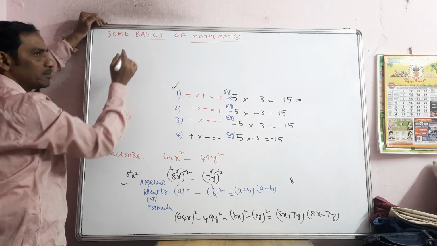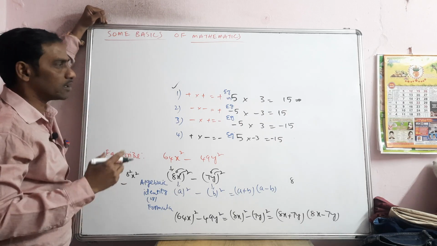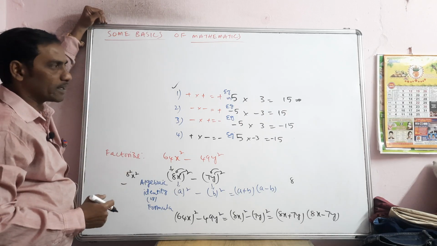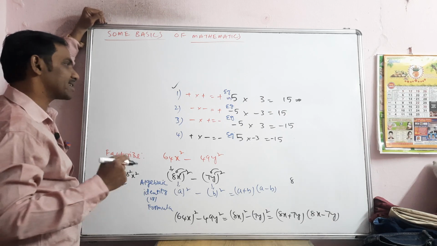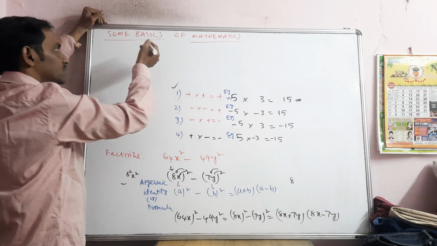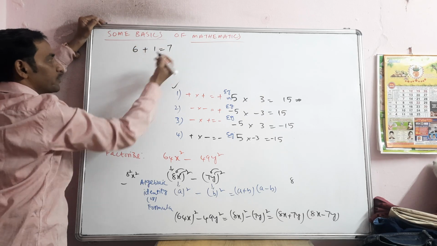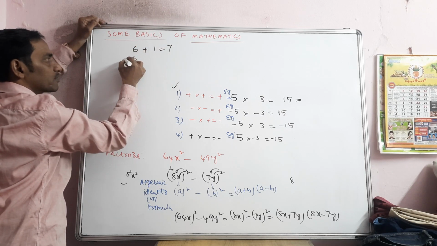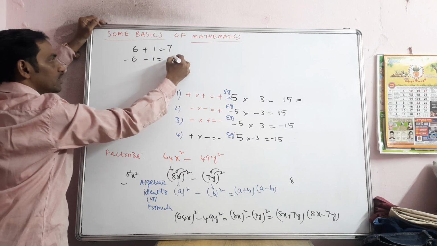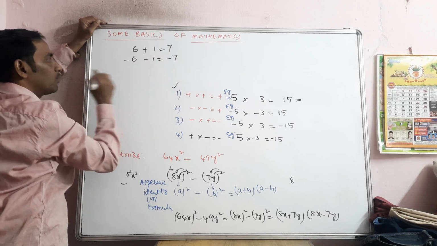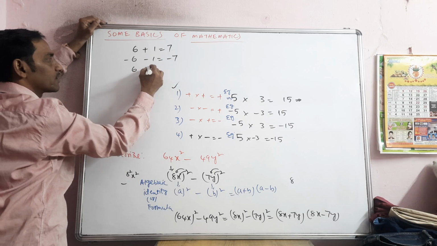For example, take some numbers randomly. You can take one even number, one odd number, like that. For example, say 6 and 1 you take. Plus 6 plus 1 will be 7. Instead of plus 6 plus 1, if you take minus 6 minus 1, you will get what? Minus 7.